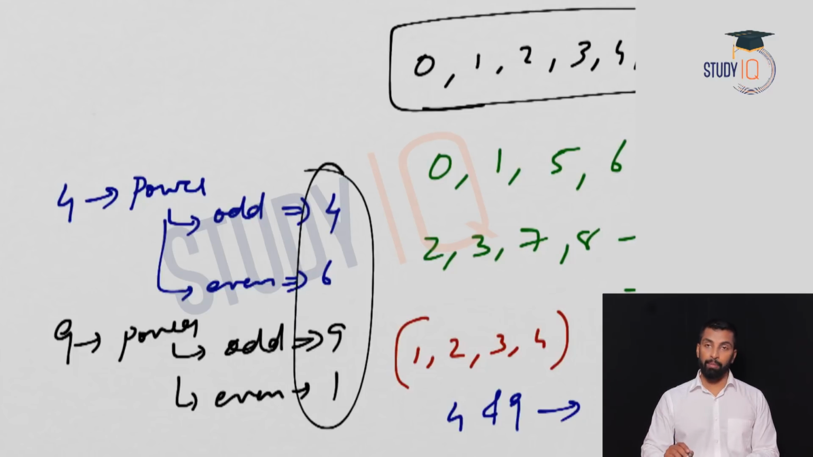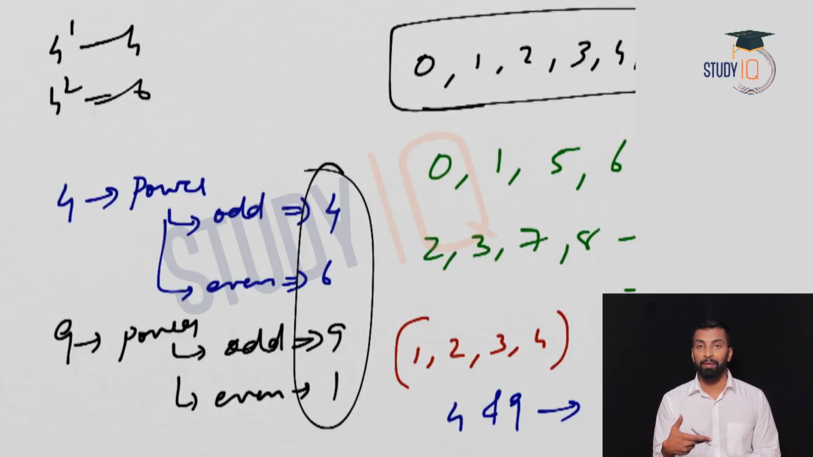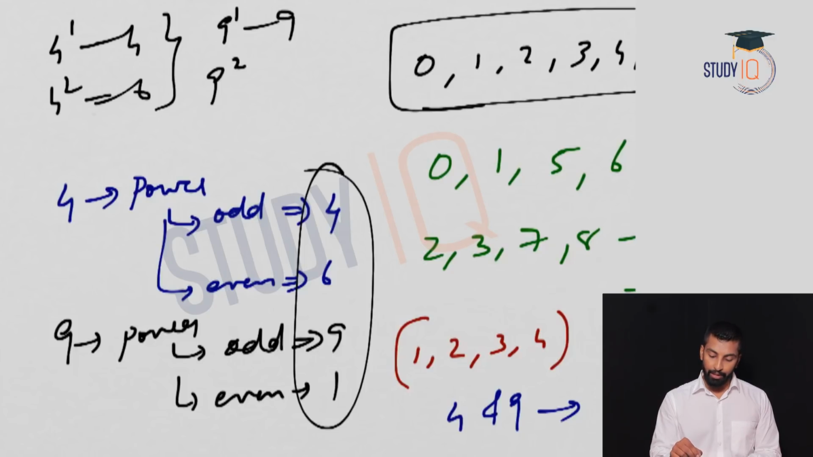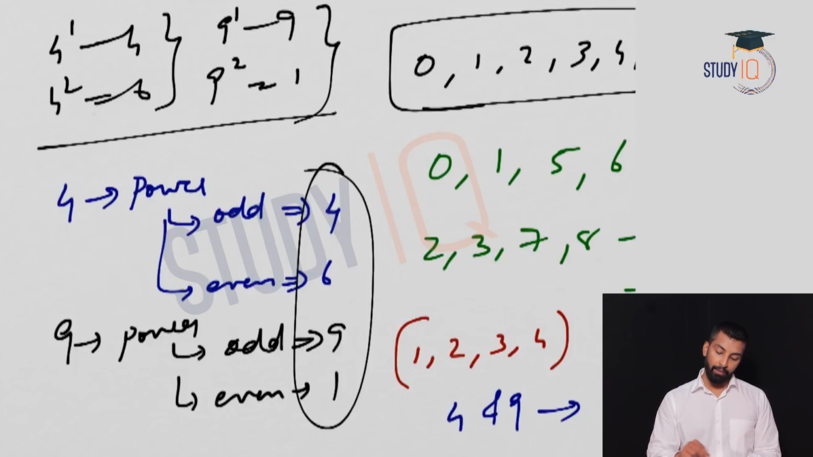Even this you don't have to remember. You just remember 4 raised to 1 is 4, 4 square is 6. Do you want to remember this? No, right? 9 raised to 1 is 9, 9 square is 1. See, take it in this way.